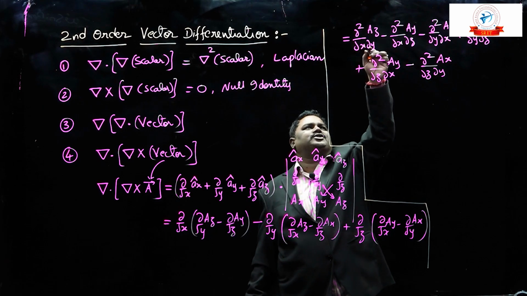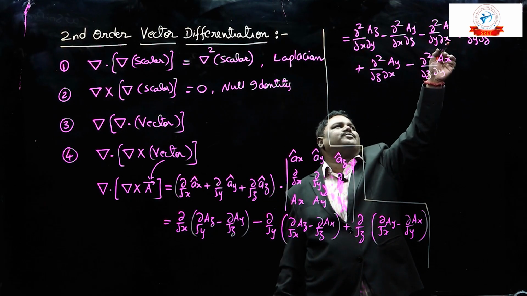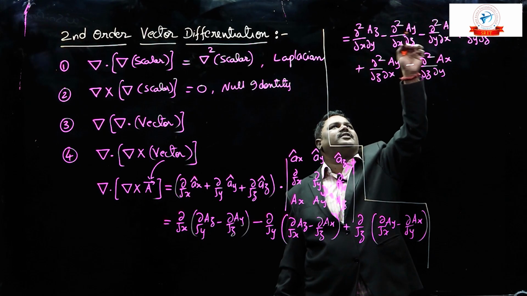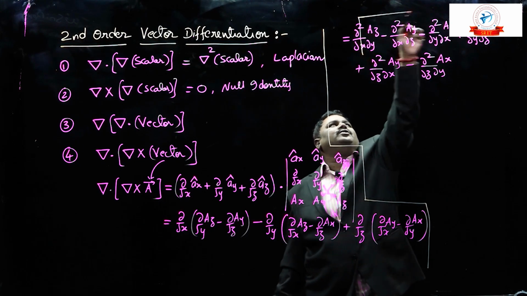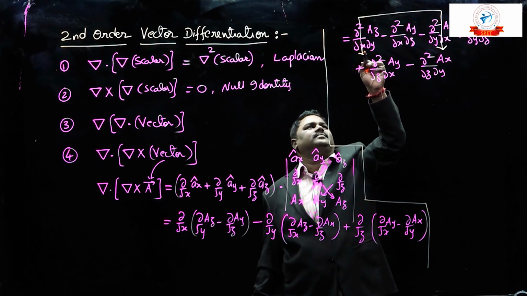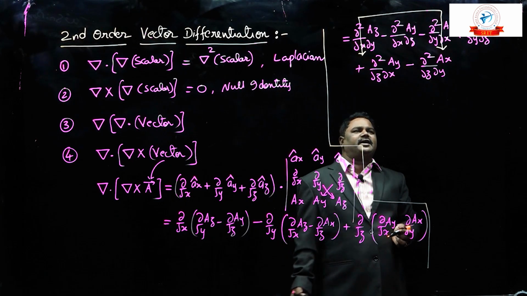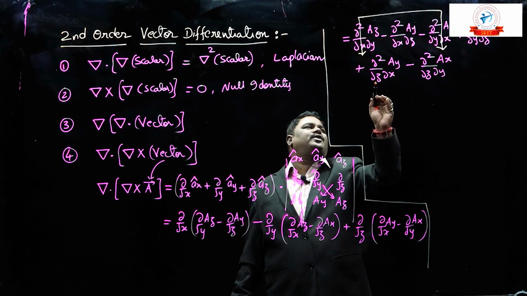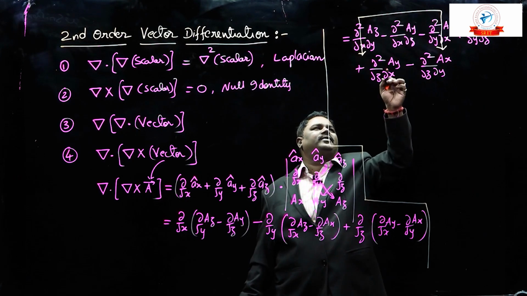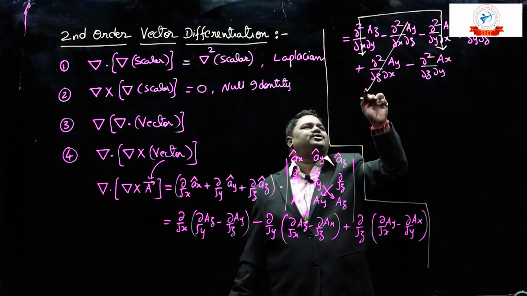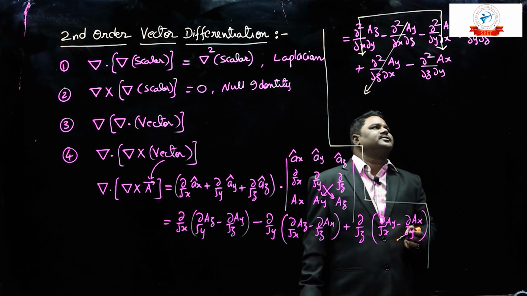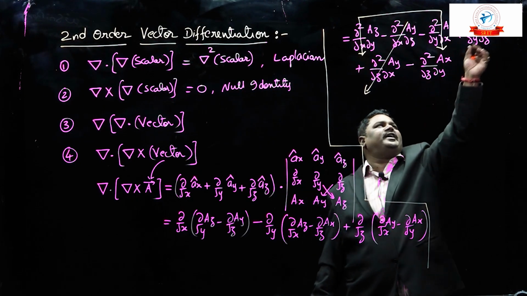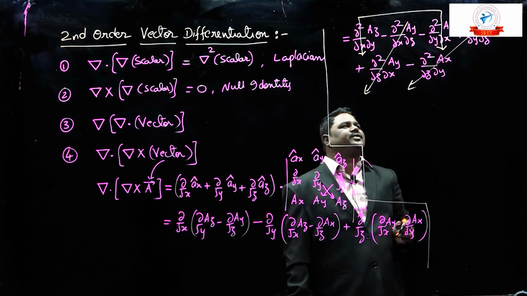Here ∂²/∂x∂y and ∂²/∂y∂x, both are same. Both the differentiations on Az are with opposite sign. So these two get cancelled. Then consider ∂²/∂x∂z and ∂²/∂z∂x, both are on the same parameter Ay. So these two get cancelled. Next, ∂²/∂y∂z and ∂²/∂z∂y on Ax, these two are same, these two get cancelled.